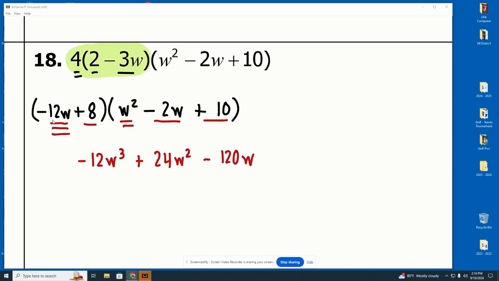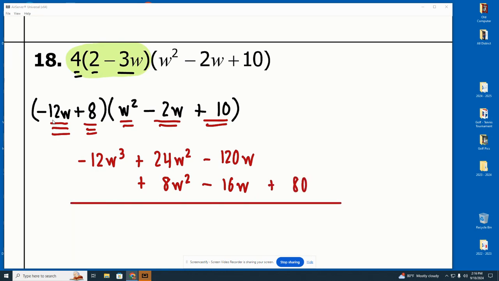8 times w squared is 8w squared. We know where that goes. 8 times negative 2w is negative 16w. It goes right there. And then 8 times positive 10 is positive 80. It's your constant. It's at the end.